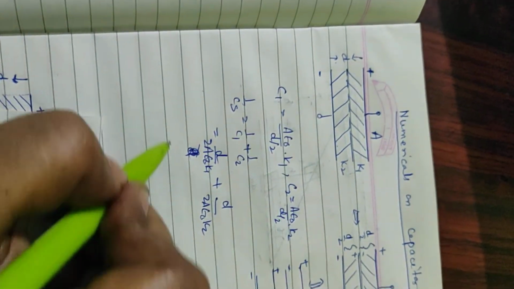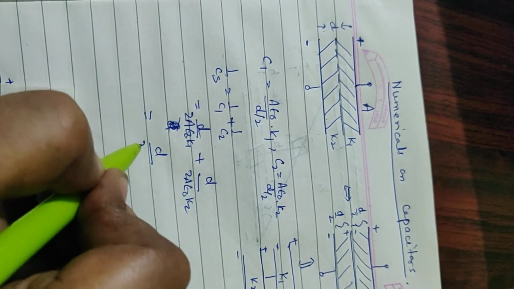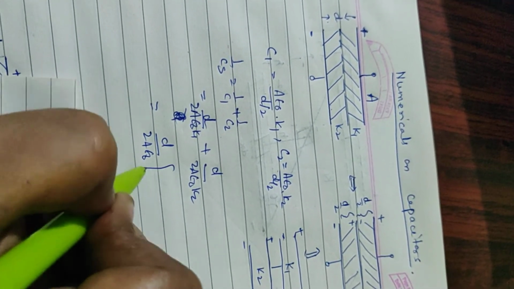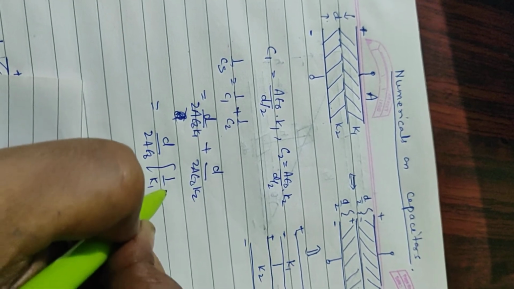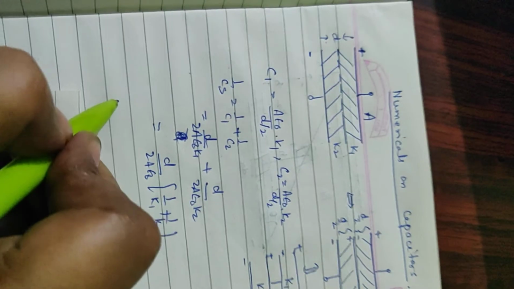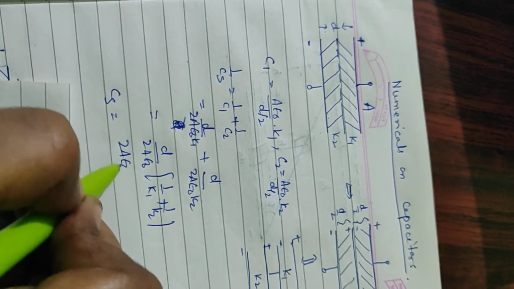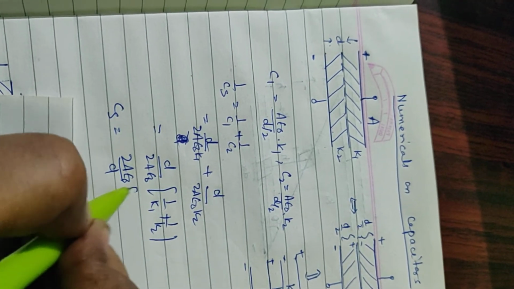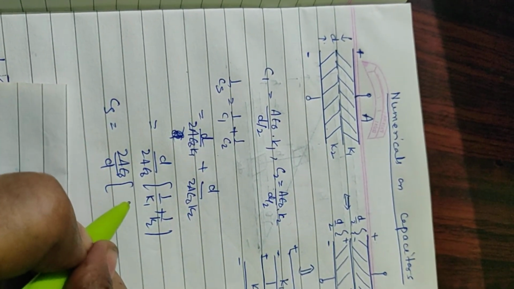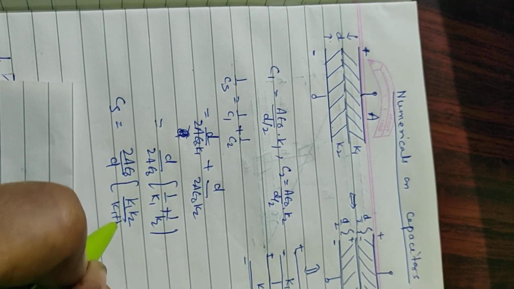Okay, and so you can solve now. It's D by 2A epsilon naught times (1 by K1 plus 1 by K2). Take the reciprocal. So Cs will be equal to 2A epsilon naught by D times K1 K2 by (K1 plus K2).